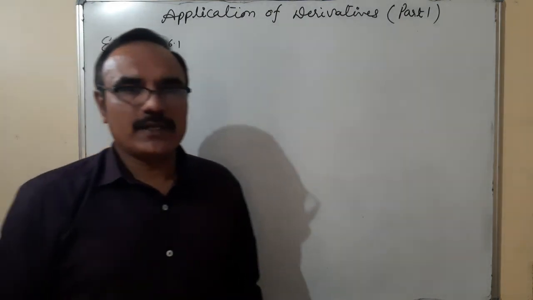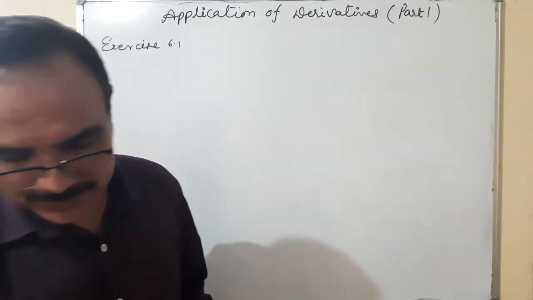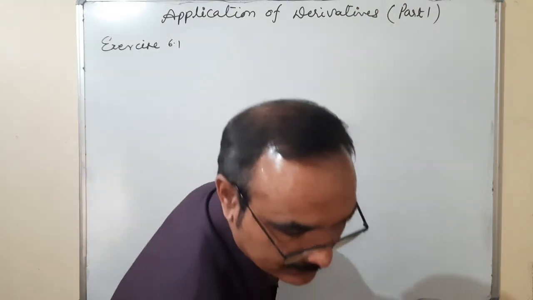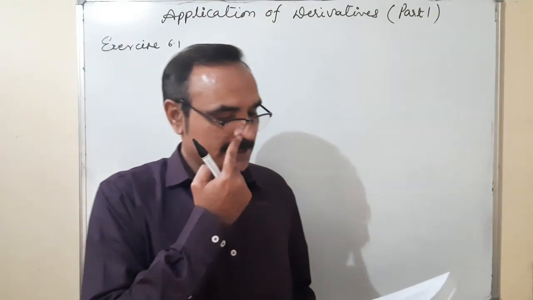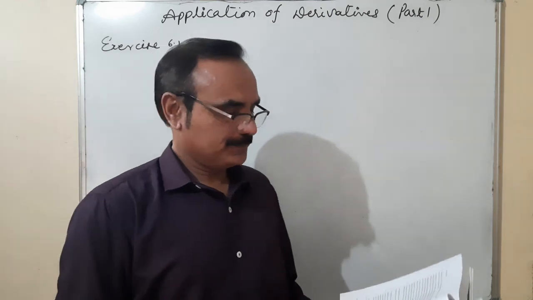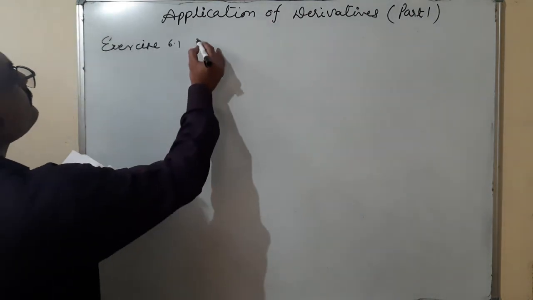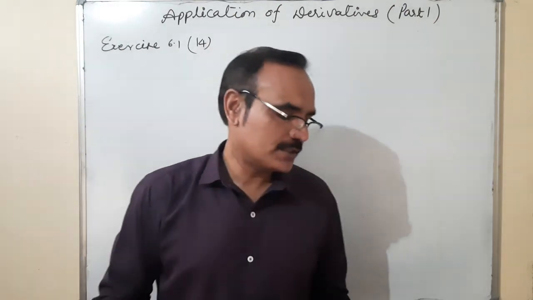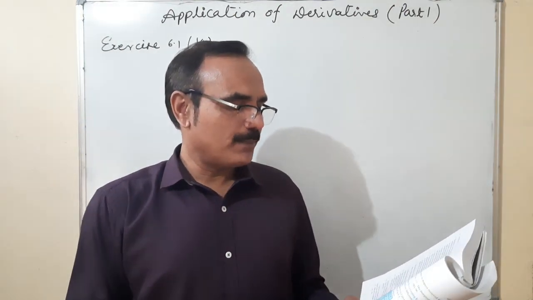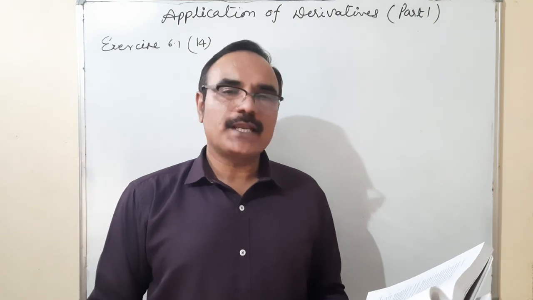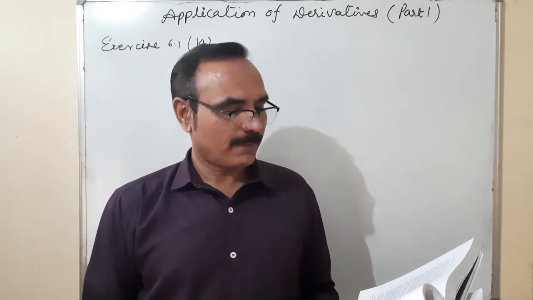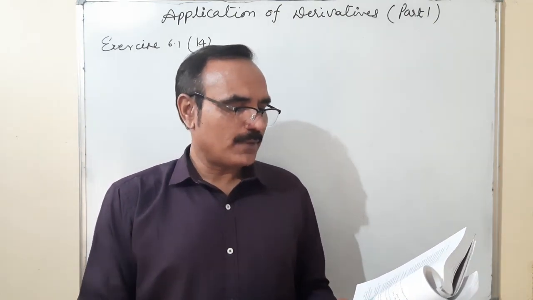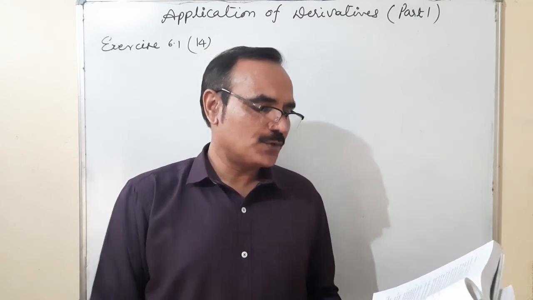After this question, I am taking a very interesting and very important question, which is question number 14. What is it? Sand is pouring from a pipe at the rate of 12 centimeter cube per second.